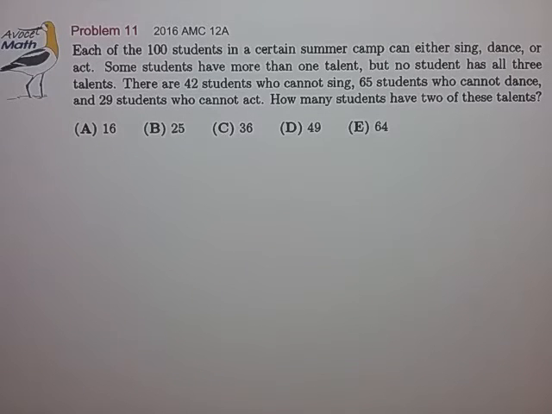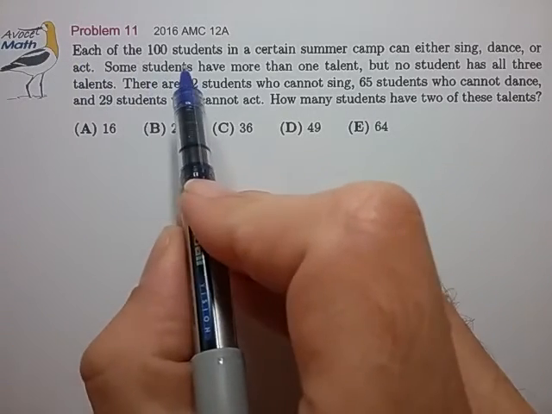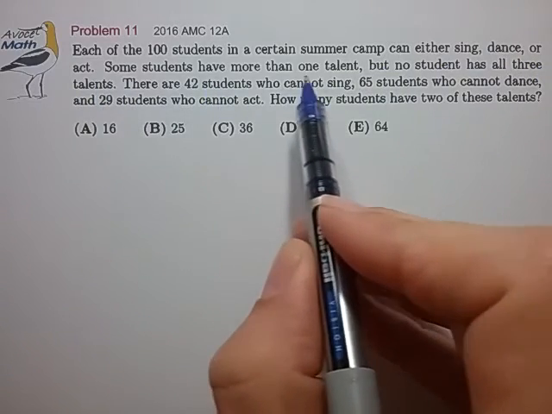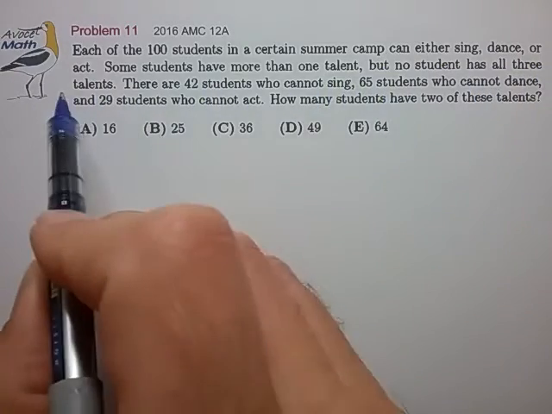Hi, this is problem 11 from the AMC 12A. Looks like a Venn diagram problem, so let's see what we have. Each of the 100 students in a certain summer camp can either sing, dance, or act. Some students have more than one talent, but no student has all three talents.